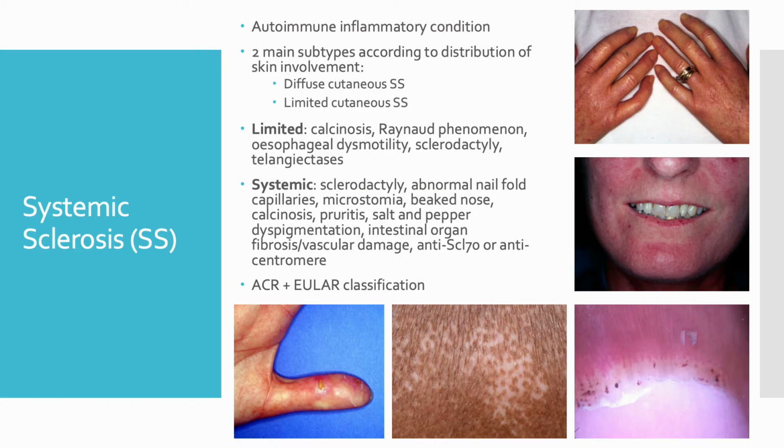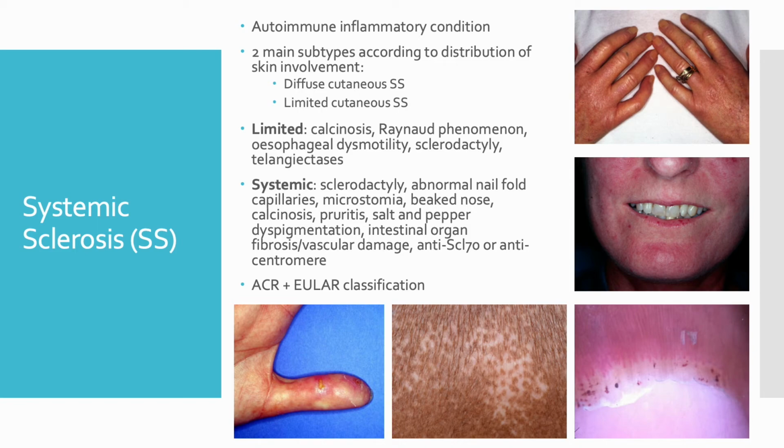There may be telangiectasia, particularly around the mouth. And eventually, calcification can occur, particularly in the finger pulps, and you can see that in the lower left-hand panel. There's calcium deposition in the thumb pad.